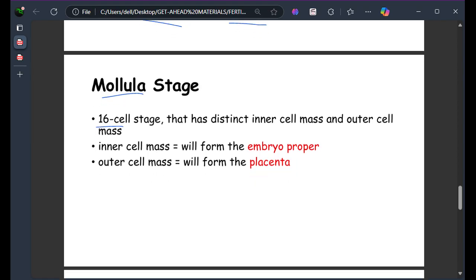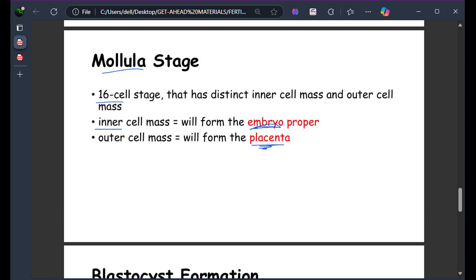They will form those that are in the inner part. They're the ones that are going to form the embryo, and we call those the embryo proper. Okay, they will form the embryo proper. That means they'll form the embryo at the end of the day. The outer cell mass will form the placenta, and we'll see how that will occur as we go on.